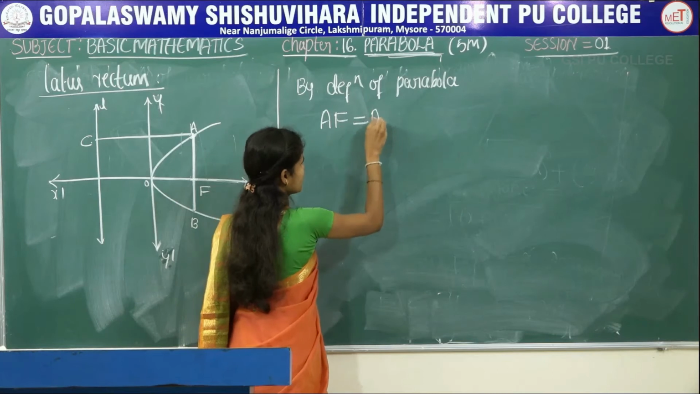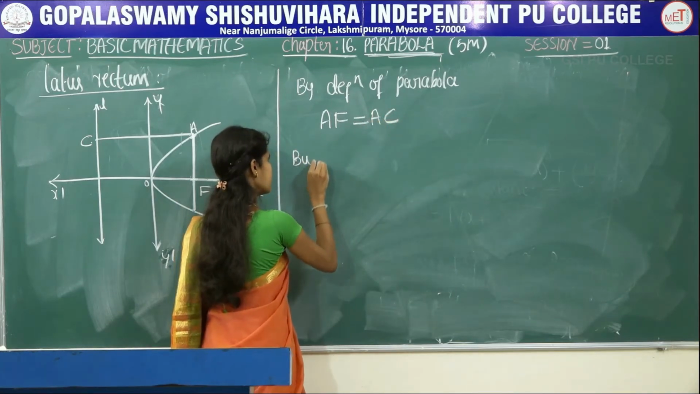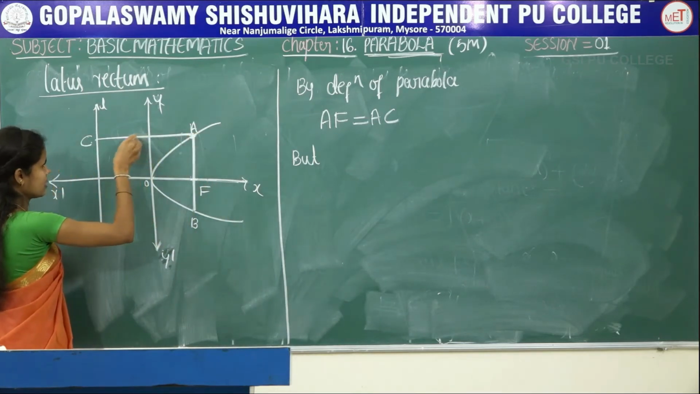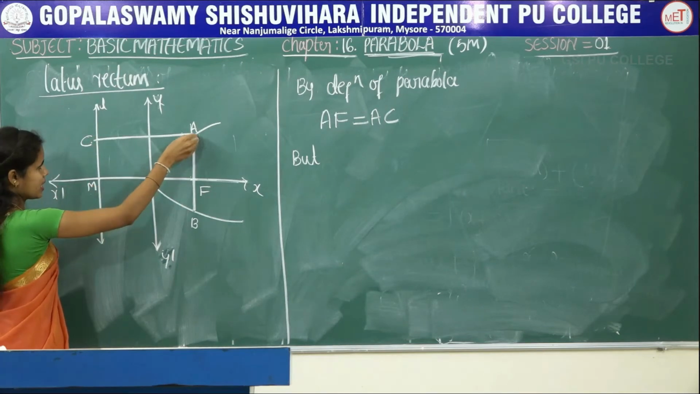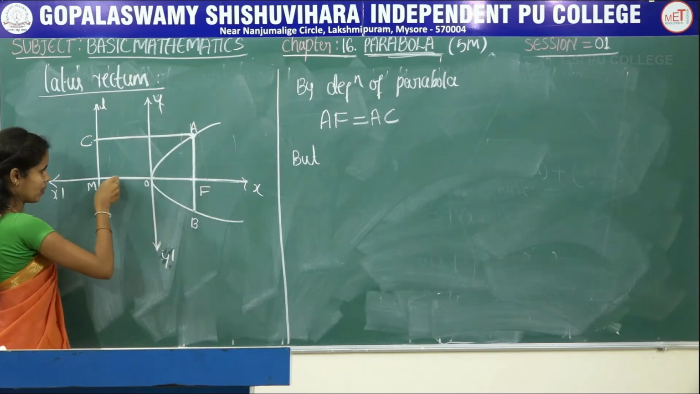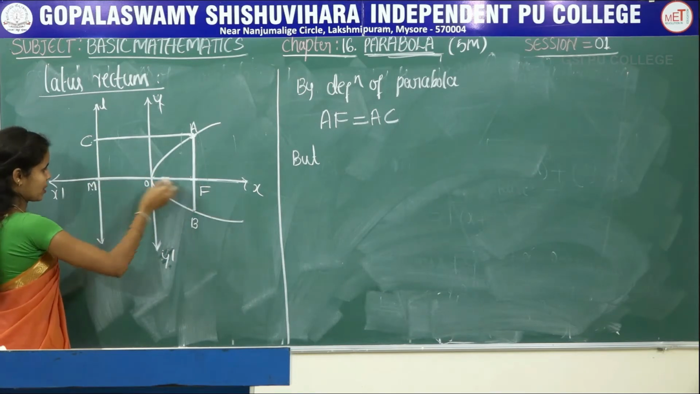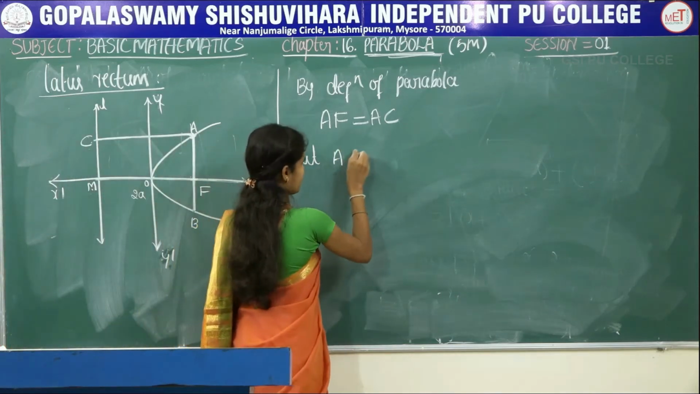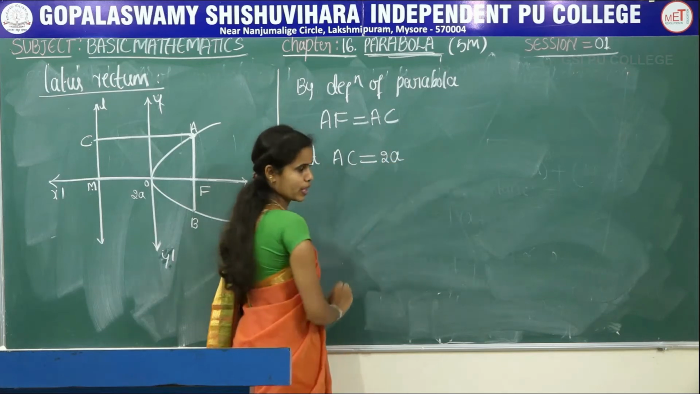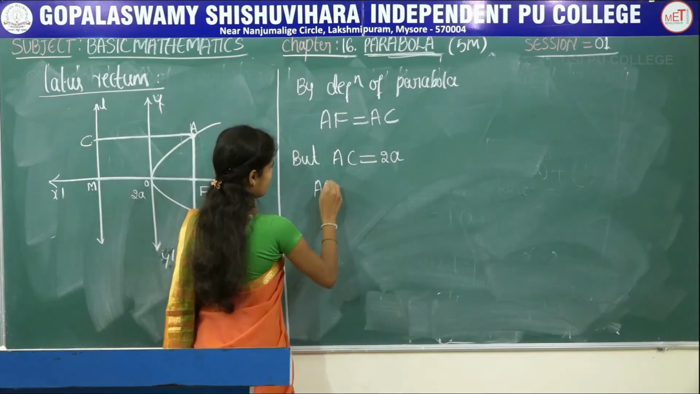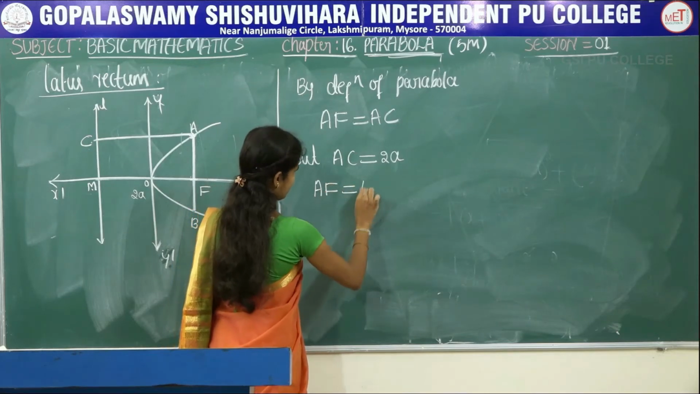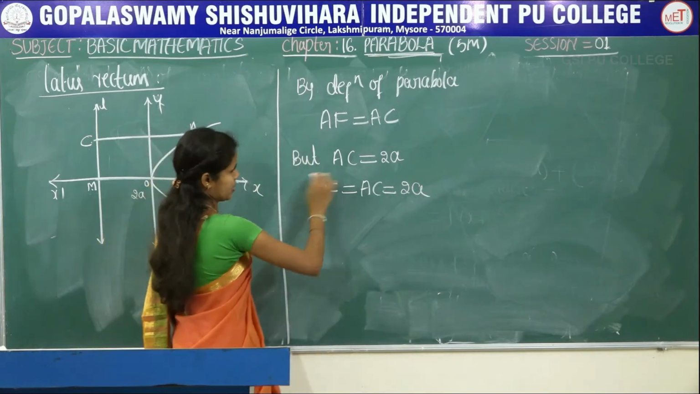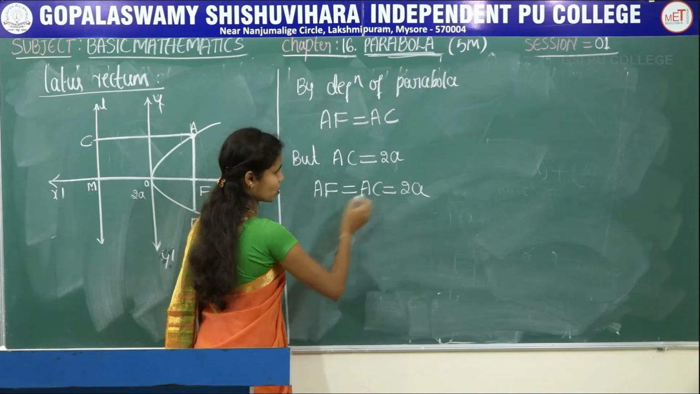AF is equal to AC. Observe here, with this point M, AC is parallel to FM. We know that the distance between F and M is equal to 2A. Therefore AC is equal to 2A. Therefore AF is equal to AC is equal to 2A.